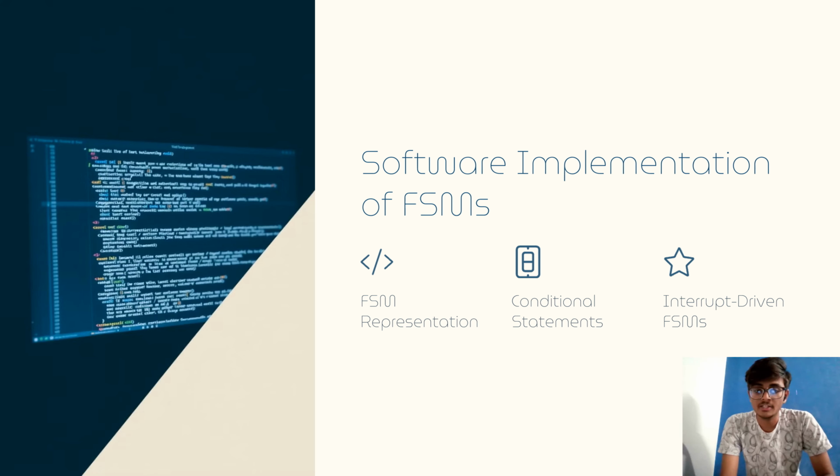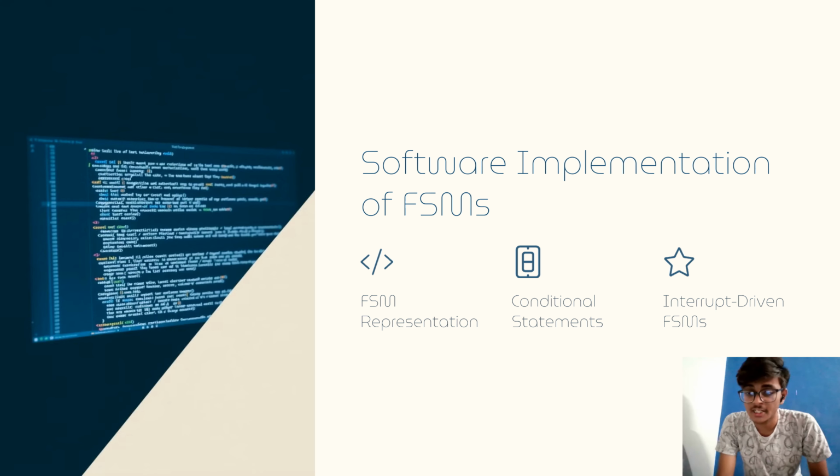Second type of implementation of FSMs in software: conditional statement. Conditional statements in an FSM determine: first, state transitions, moving from one state to another based on input condition, or second, output, generating output based on Moore FSM or Mealy FSM. Conditional statements are typically implemented using if-else statements or case statements.